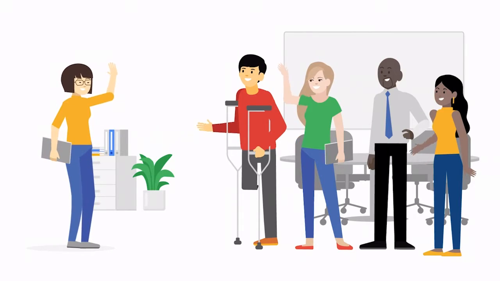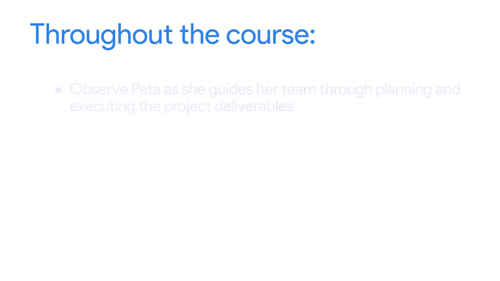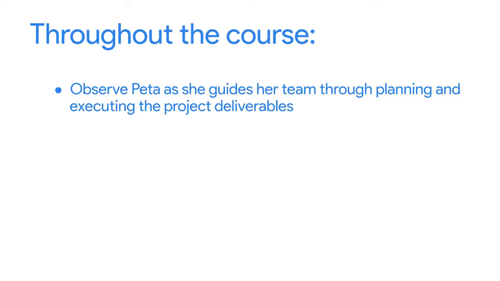The company just hired PETA as their first in-house project manager to oversee the tablet rollout at 2 of the restaurant chain's 5 locations. Throughout the course, you'll observe PETA as she guides her team through planning and executing the project deliverables. Although she has 5 years of project management experience, PETA hasn't managed a restaurant project before. You'll get to follow the project through its life cycle as PETA learns about the restaurant industry, determines the goals of the project, negotiates with stakeholders, and much more.